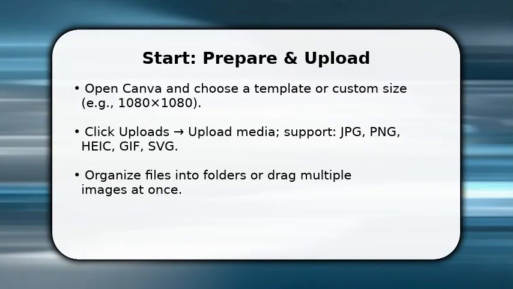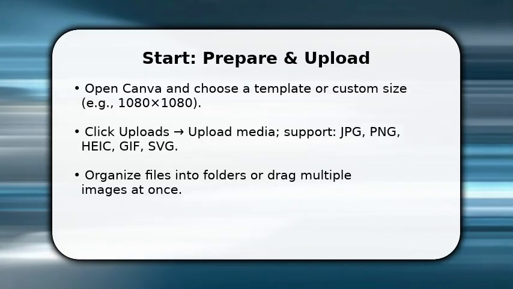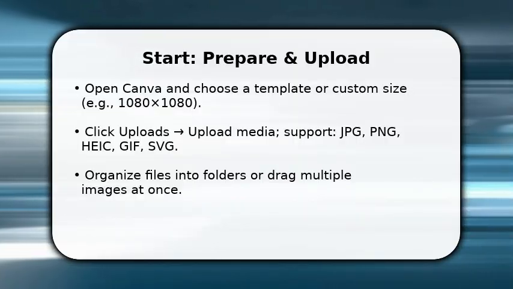You've opened Canva and picked a design. Now get your images in. Click Uploads, then Upload Media, and select files from your device or drag a folder. Make sure file types are supported and under size limits, because large HEIC or RAW files can slow things down.